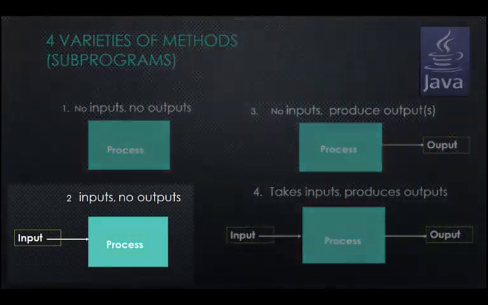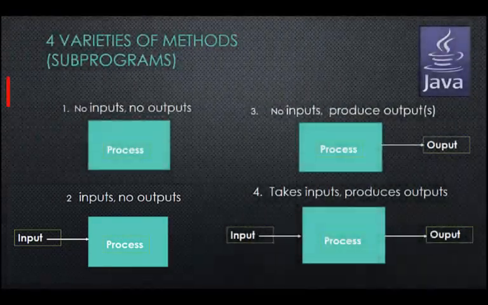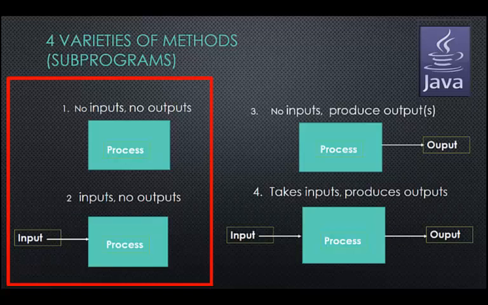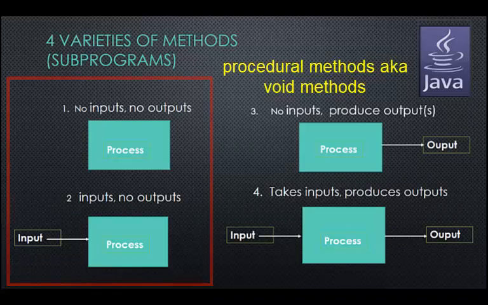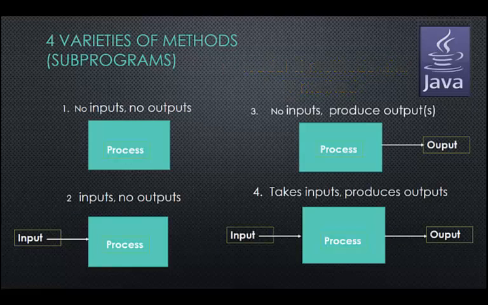Number 2, a method with inputs but no outputs. These are often referred to as procedural methods. They are designed to do some process without providing any output to the rest of the program. You can easily identify these in Java programs because they are tagged with the keyword void.